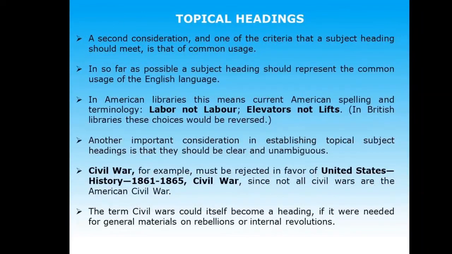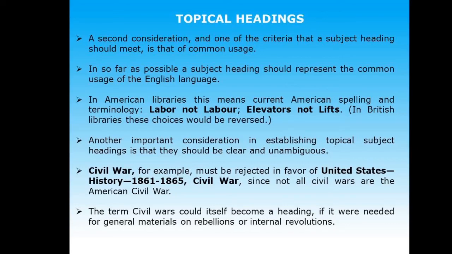The second consideration is that you should choose a word based on common usage. I mentioned earlier American English and British English usage. In an American library, you should use the spellings and words which they follow. For example, LABOR is followed in American English, whereas LABOUR is the British spelling. For lift and elevator, lift is used in British English, and elevator in American English. So you should use the terms which are common depending upon where the library is located.